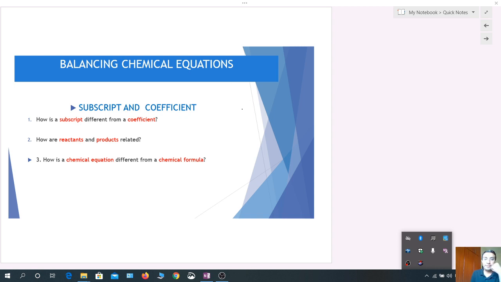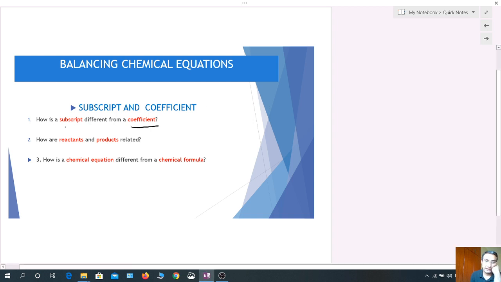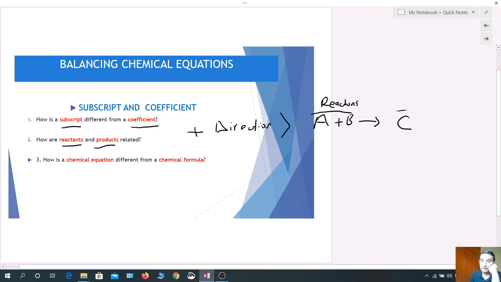So a chemical equation is mainly made up of coefficients, subscripts, reactants, products, and a plus sign, and there is also a direction. Simply, if A is going to react with B and produce C, the main part is the reactant we are going to study, and the substance which is formed by the end of the chemical reaction is called the product. And of course this arrow shows the direction.